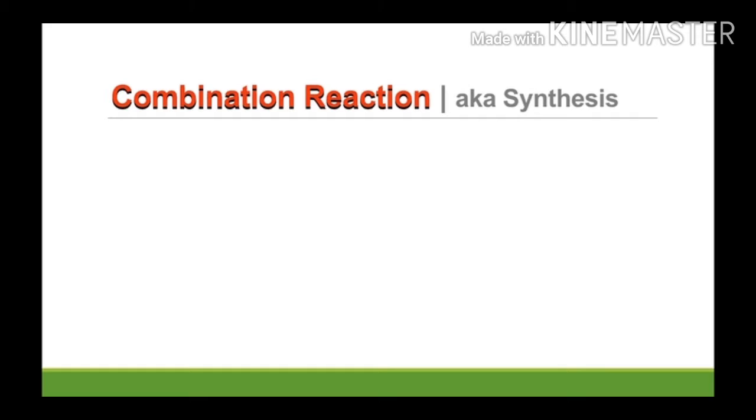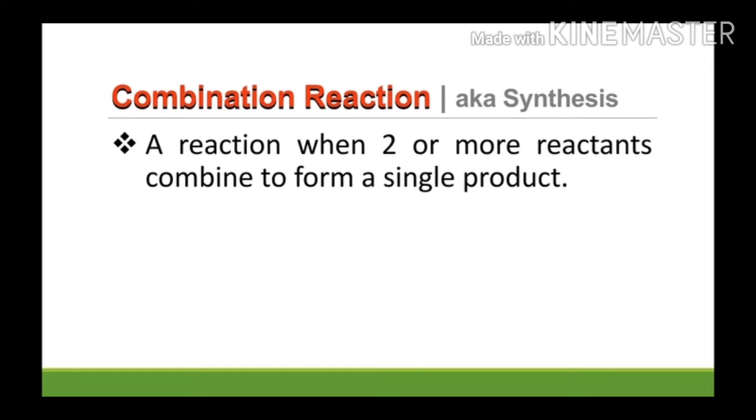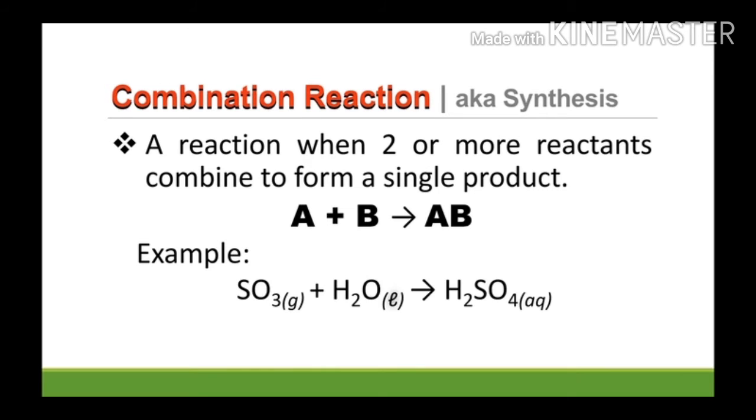The first type is combination reaction, or synthesis reaction. In this reaction, two or more reactants combine to form a single product. We can represent this reaction by substance A reacts with substance B to form compound AB. An example of this reaction is the formation of sulfuric acid. 1 mole of sulfur trioxide gas reacts with 1 mole of liquid water to form 1 mole of sulfuric acid.